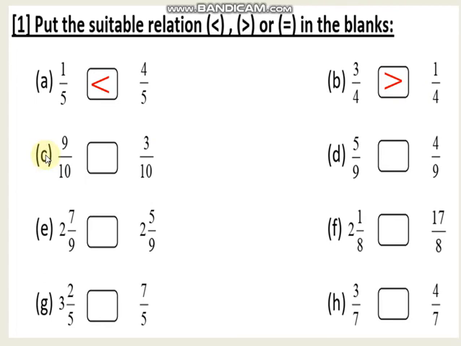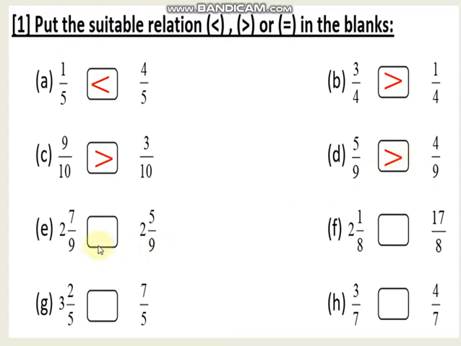Letter C. 9 over 10 or 3 over 10? The same denominator, then compare the numerators. 9 greater or 3? 9 over 10 is greater than 3 over 10. Letter D. 5 over 9 or 4 over 9? The same denominator, so 5 is greater than 4. 5 over 9 is greater than 4 over 9.